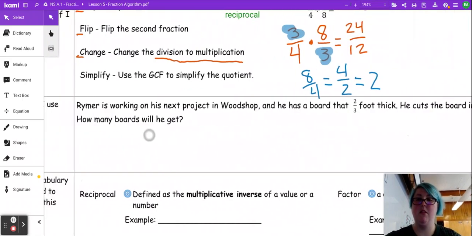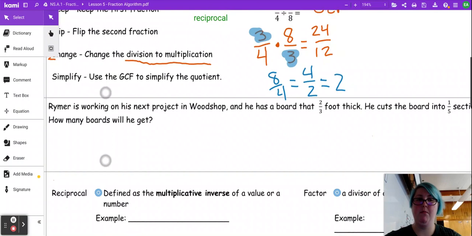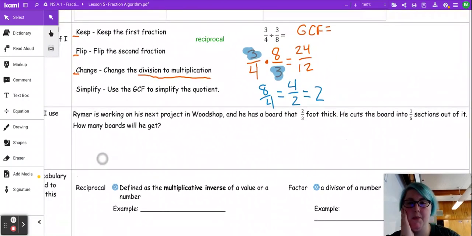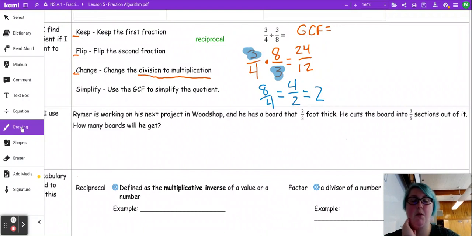All right, so now let's look at a problem. We've got Mr. Reimer working on his next project in woodshop. He has a board that is 2/3 a foot thick. He wants to cut them into 1/5 sections. How many boards will he get? So I always underline the numbers to make sure I'm pulling that information out.